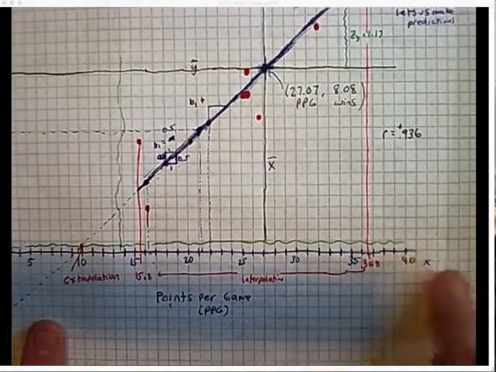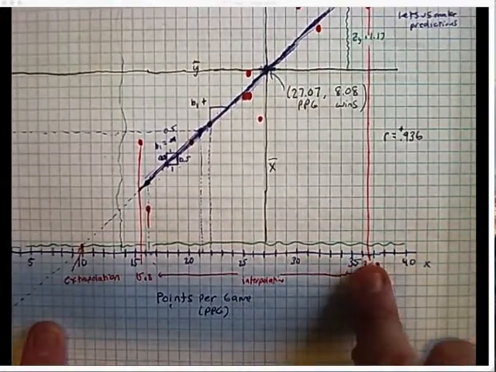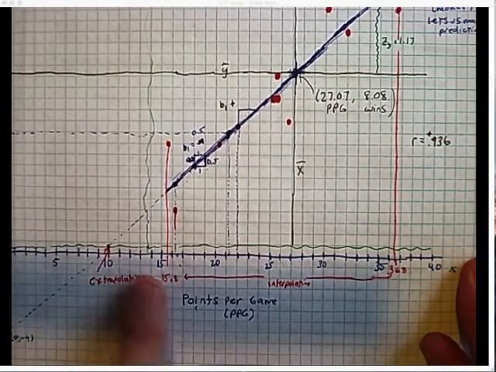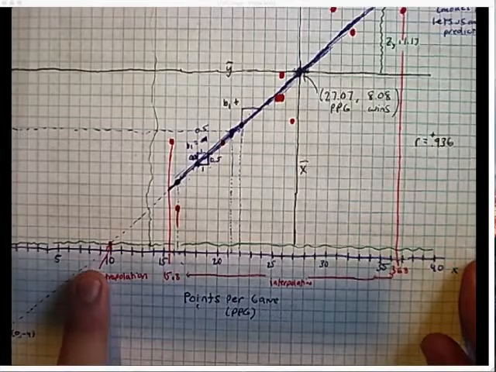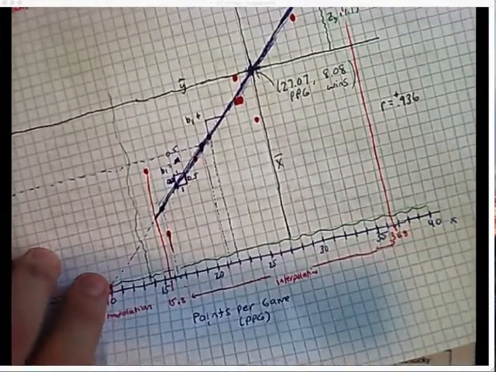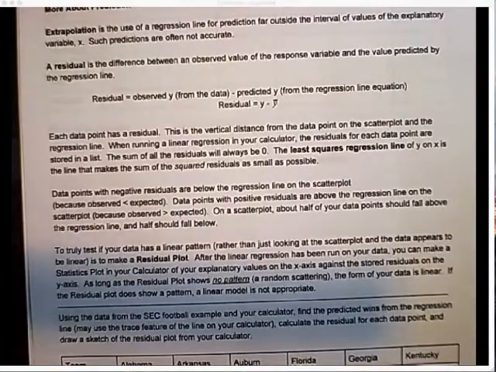So I don't want to really make predictions that much higher than 36.8, and I don't want to make predictions much lower than 15.8. It's not fair to do that. And that's what extrapolation is. All right.